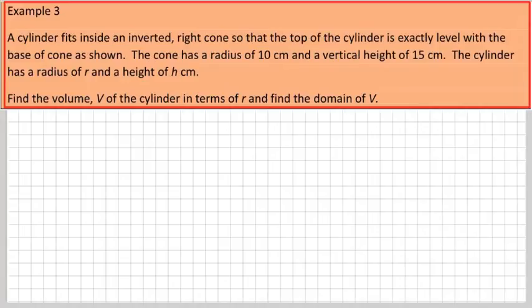Now, in this third example, example 3, we've got a cylinder which fits inside an inverted right cone, so that the top of the cylinder is exactly level with the base of the cone, as I'll show you in a moment. The cone has a radius of 10 centimetres and a vertical height of 15 centimetres. The cylinder has a radius of r and a height of h.